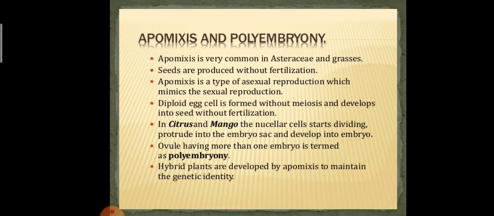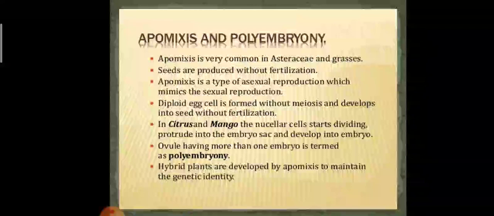Now we will discuss a new terminology in flowering plants, known as apomixis. Apomixis means away from mixing, and together with polyembryony it means formation and development of a new individual without mixing of gametes. Apomixis was studied by Winkler in 1908. It always mimics sexual reproduction. It means it looks like sexual reproduction, but it is not sexual reproduction.